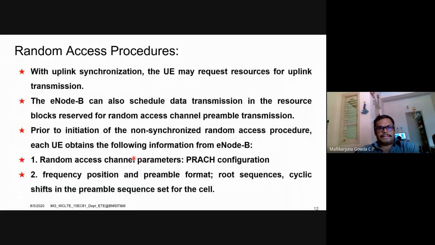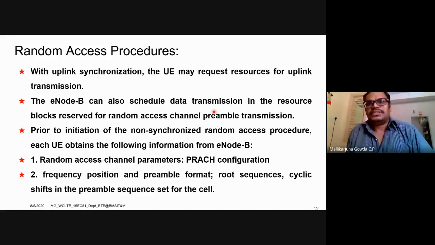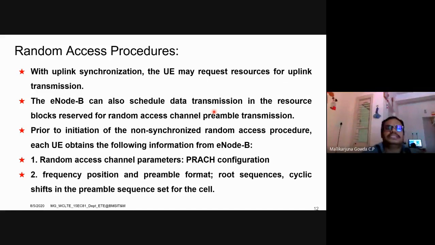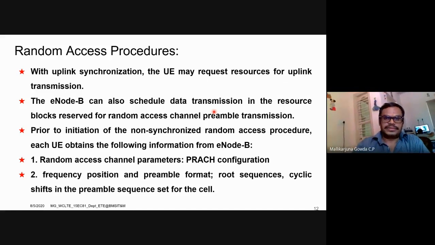So as I said, with the uplink synchronization, the user equipment will request resources for uplink transmission. Now the eNodeB can schedule the data transmission in the resource blocks reserved for the random access channel preamble transmission. Once it is synchronized with uplink, the ENB can decide about the transmission of data in the resource block reserved for random access channel preamble transmission.